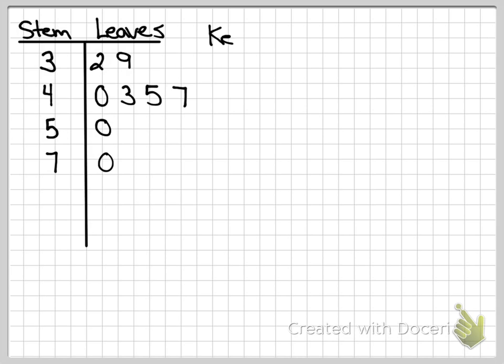All right, and my key, I can choose any number in my stem and leaf plot. I like to choose the first number just because it's easy. And I'm going to say 3 to 2 equals 32. Based on my key, if I'm going to pull the numbers out of the stem and leaf plot, I know how they relate together. It's not 3.2, it's 32. All right, any questions on the first stem and leaf plot?